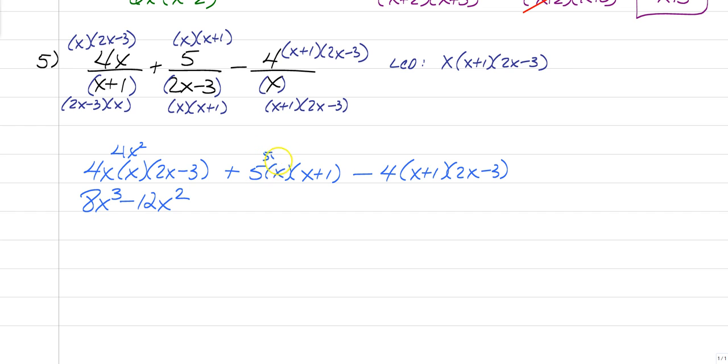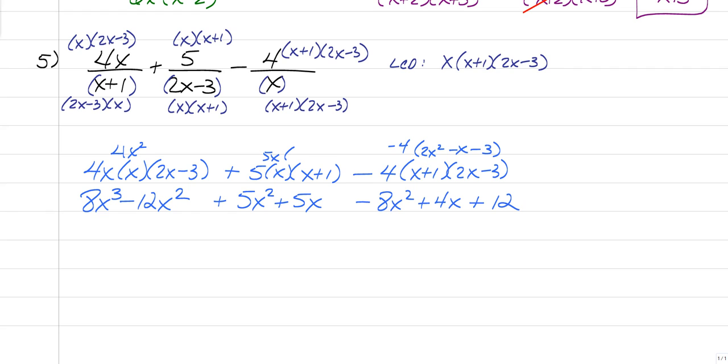Now we have 5 times x is 5x times our x plus 1, so that's going to give us 5x squared plus 5x. And now we have a negative 4 times this, so it might be easier to FOIL this side first. So you have 2x squared minus x minus 3 all times a negative 4. So that's going to give us negative 8x squared plus 4x plus 12. So again, nothing was complicated. There's just a lot of it.